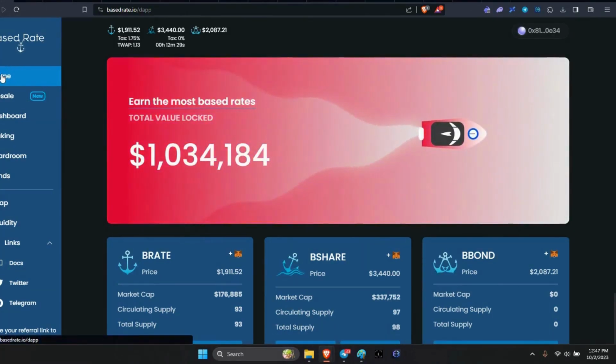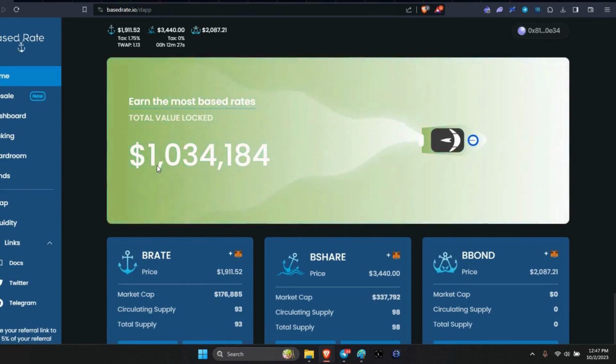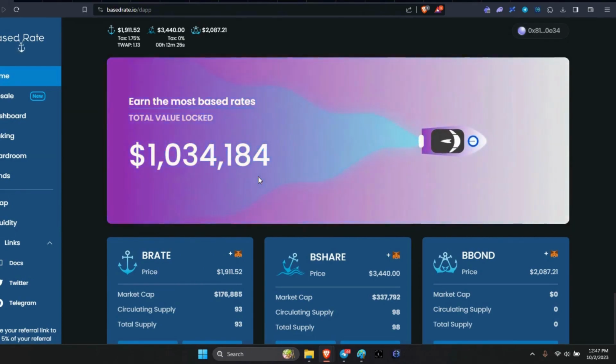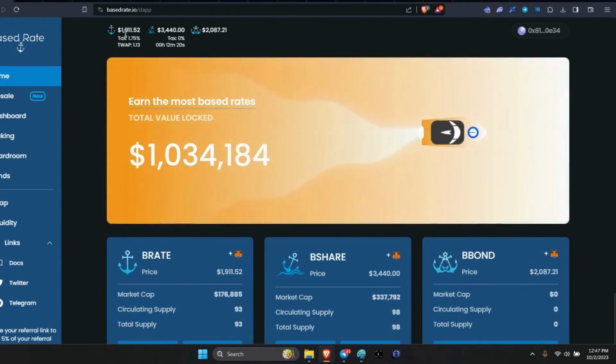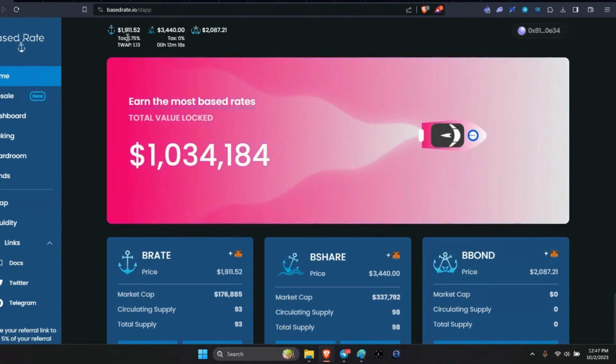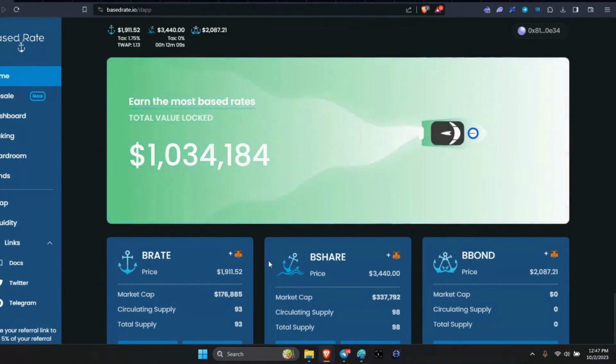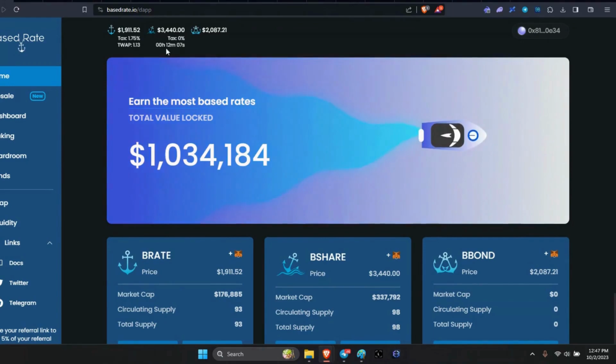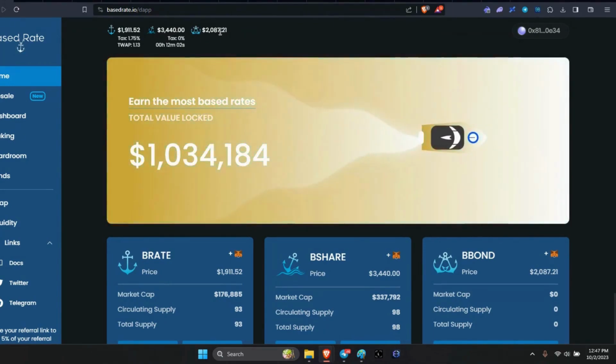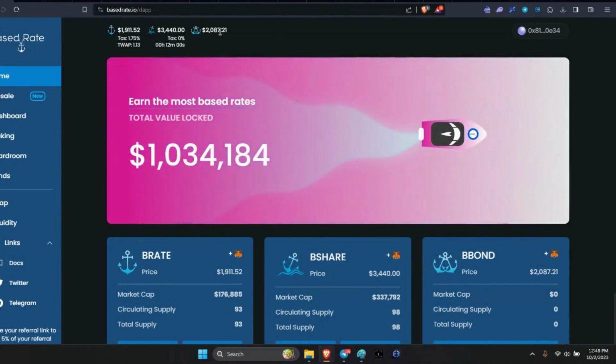This is the home page, $1,034,184. Up here at the top, you can see the current price for the B rate, which is $1,911.52. The current TWAP is at $1.13. The B share token is valued at $3,440. And of course, the B bond is valued at $2,087.21.